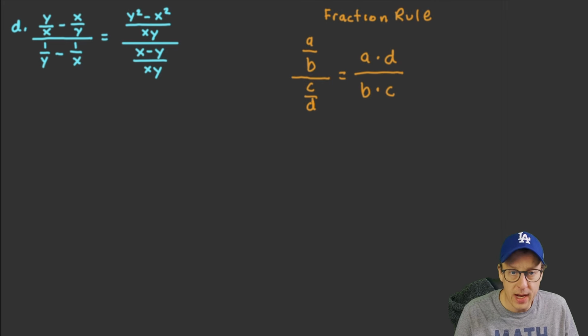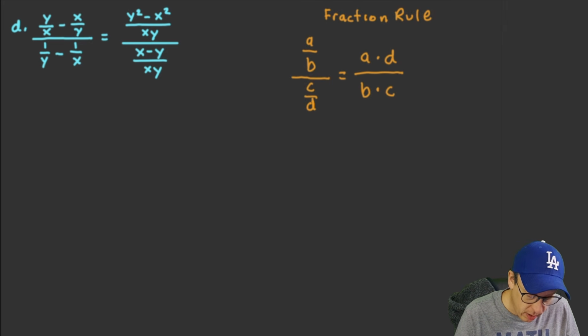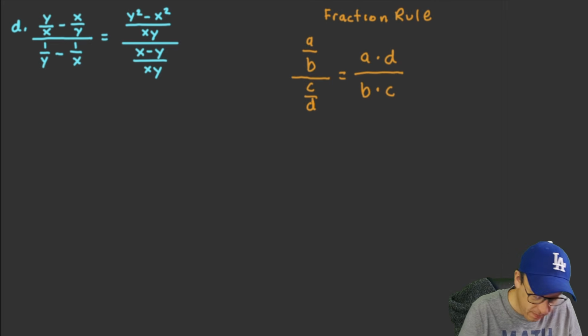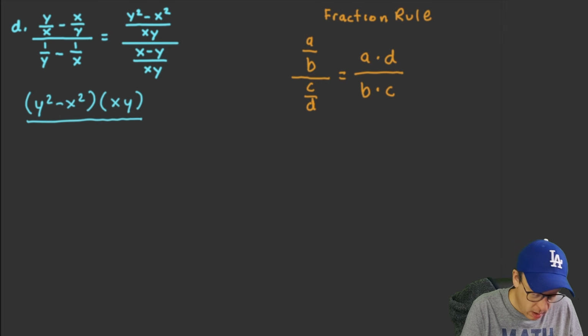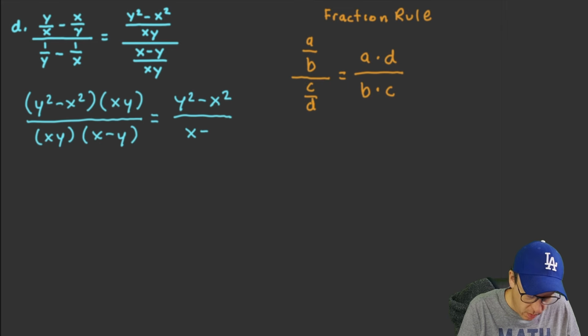All right, so if we know that, what we're going to be able to do is, let's go and get this one, and that's how we were able to sort of flip these values that we have here. So we'll have y squared minus x squared over xy times x minus y. And this is going to be equal to y squared minus x squared over x minus y.